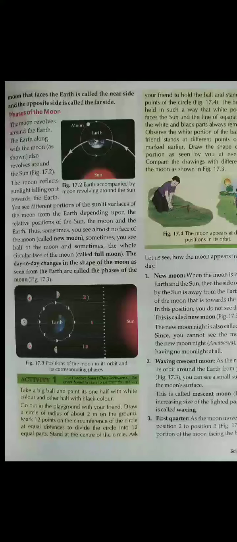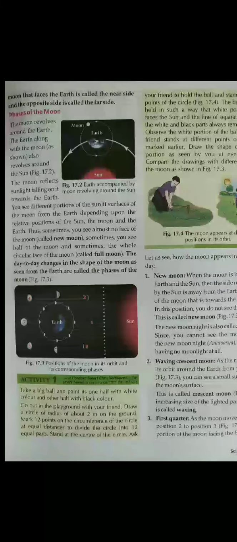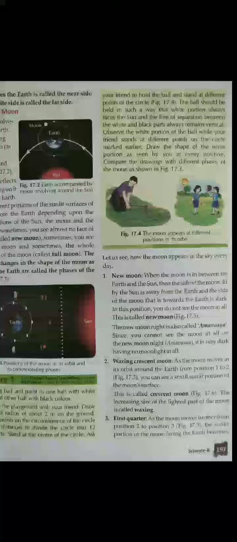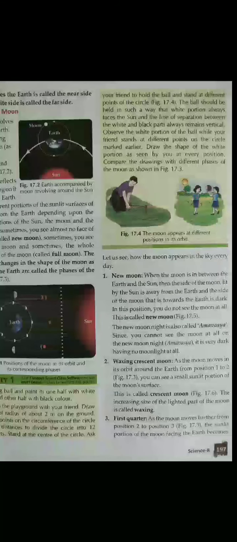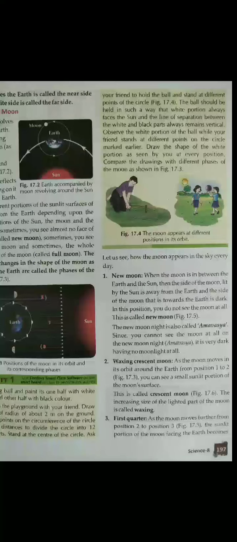In activity number 1, we have studied a ball and a paint. In this activity, you saw that the moon appears at different positions in its orbit. Let's see how the moon appears in the sky every day. First is new moon. When the moon is in between the earth and the sun, then the side of the moon lit by the sun is away from the earth and the side of the moon that is towards the earth is dark.